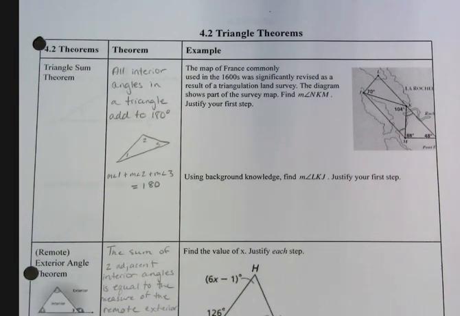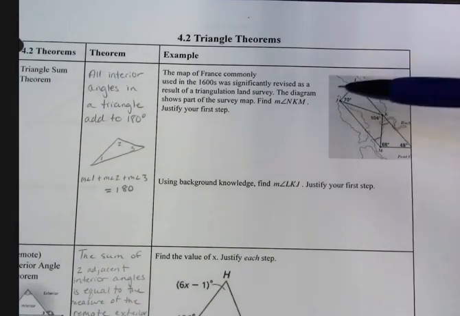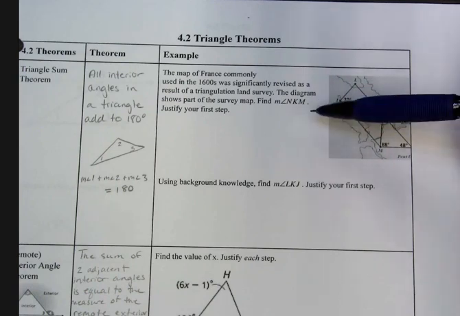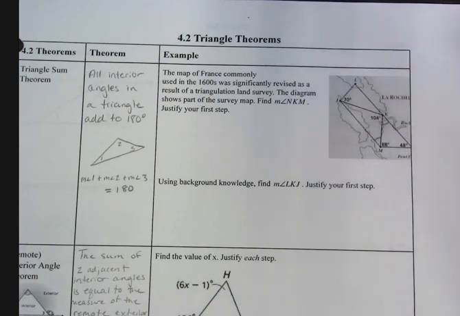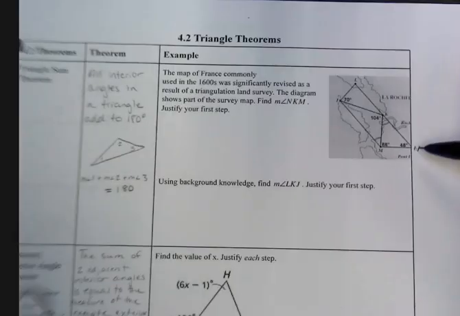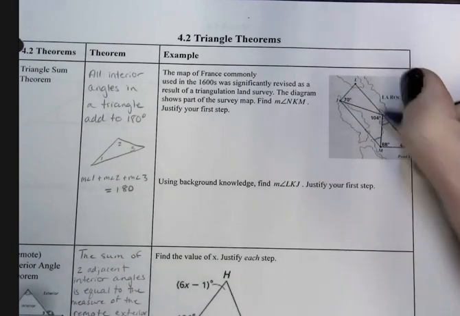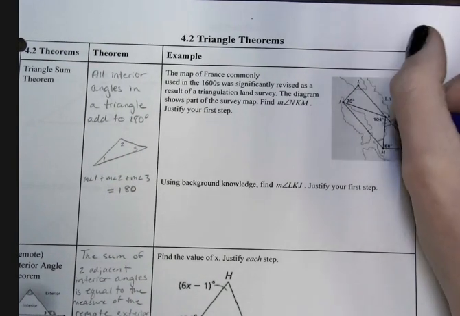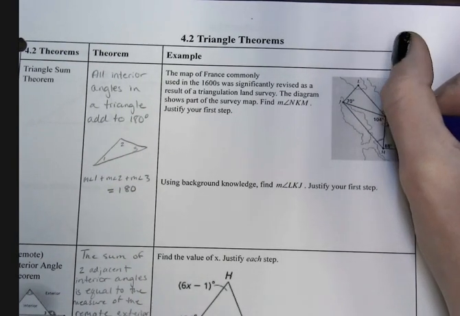So we've got a map over here, and I've got a couple triangles within it. The diagram shows us part of the survey map. They want me to find the measure of NKM. So let's find that on my picture here, and I'm guessing this guy is supposed to be N, so you might want to add that in. So we're looking for this angle right here. I'm going to put a little X in there to help me out.